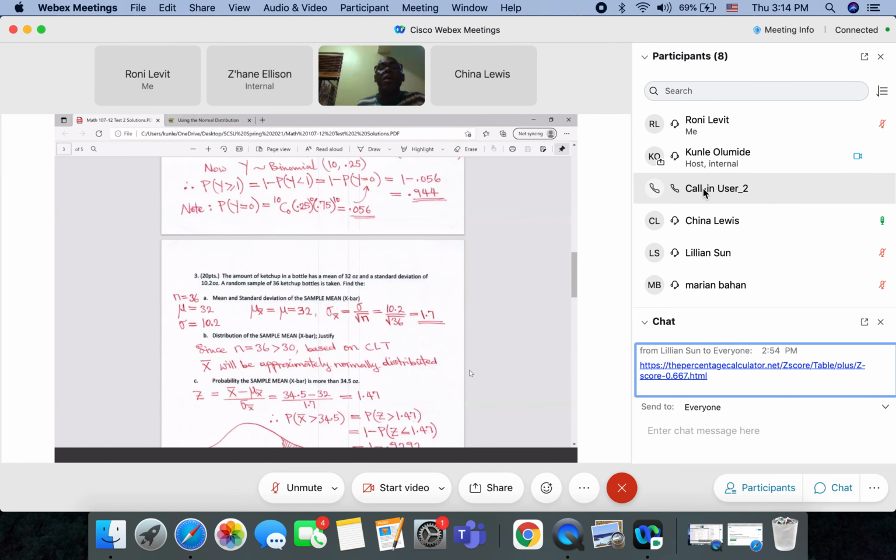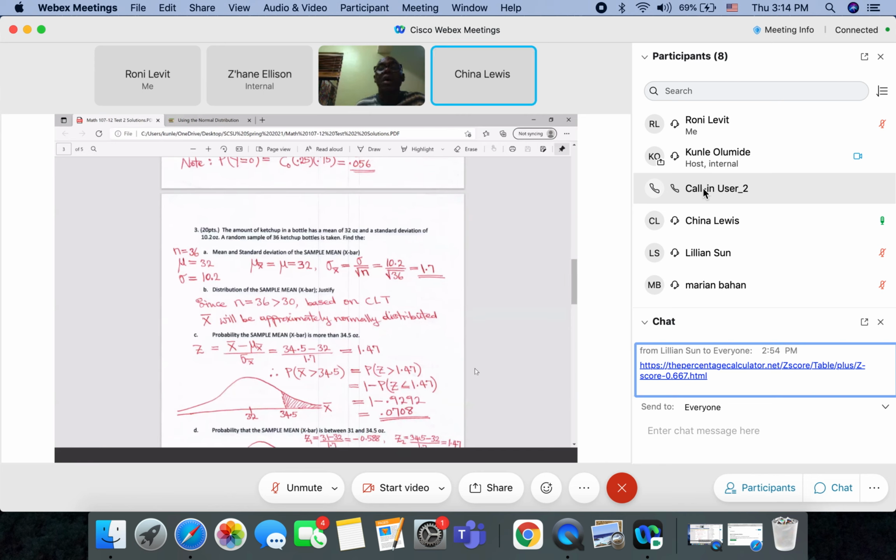I found number 3 really easy because it's a sampling distribution question, right? You are given the mean mu for the population and the standard deviation sigma for the population, and then they give you n equal to 36. And the first question is what is the mean and standard deviation of the sample mean x bar?